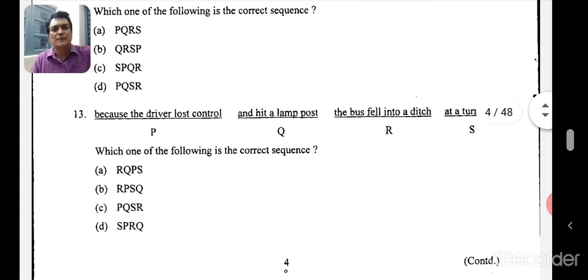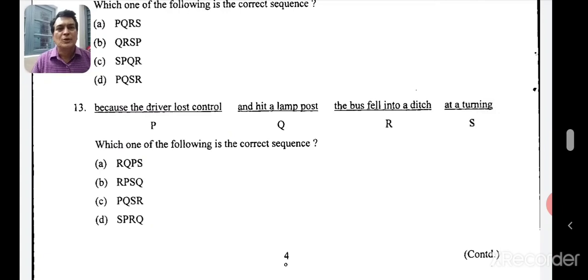Now here, 13th one. Because the driver lost control. Now why did the driver lose control? And as a result, what has happened? The bus fell into a ditch. So you are giving the reason for that. The bus fell into a ditch because the driver lost control at a turning and hit a lamp post. Probably this appears to be quite correct. So we will start with R, P, S, Q. RPSQ. So the answer is B here. We'll go to the 14th one now.